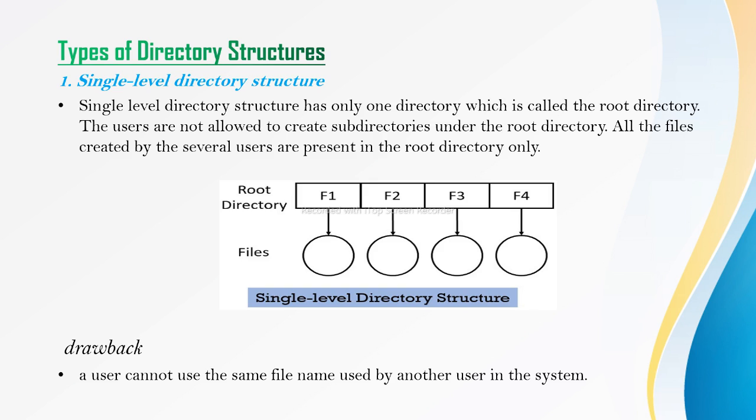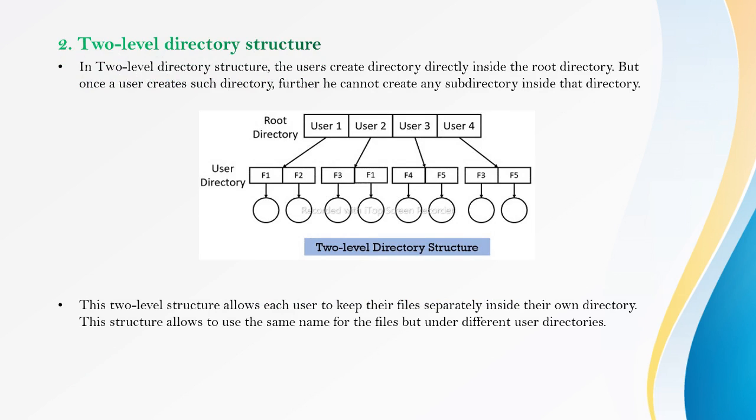As you can see in the diagram below, all the files F1, F2, F3 and F4 created by different users are present in the root directory. There is one drawback in a single level directory structure. A user cannot use the same file name used by another user in the file system. Even if a file with the same name is created, the old file will get destroyed first and replaced by the new file having the same name. So this is the single level directory.